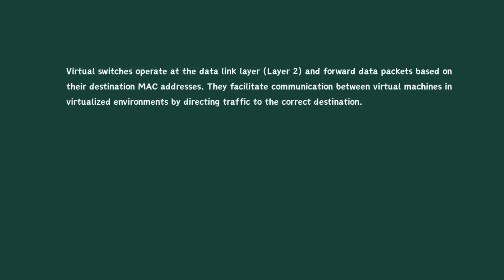Virtual switches operate at the data link layer, layer 2, and forward data packets based on their destination MAC addresses. They facilitate communication between virtual machines in virtualized environments by directing traffic to the correct destination.